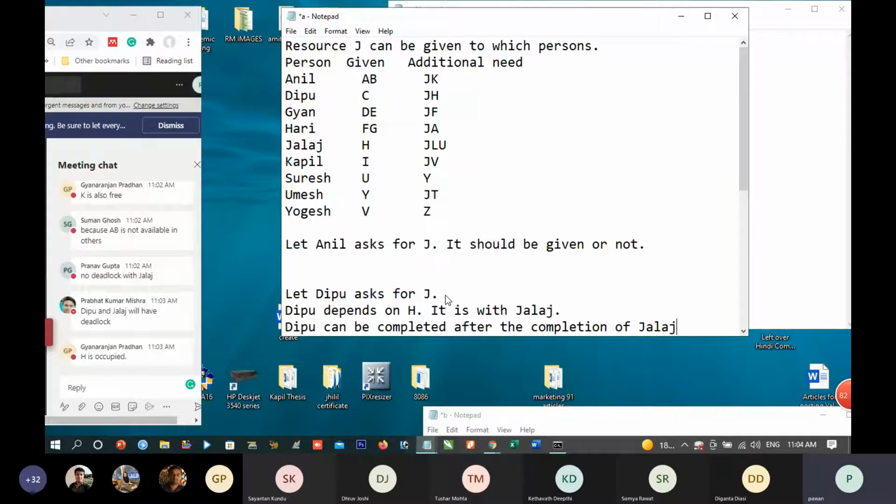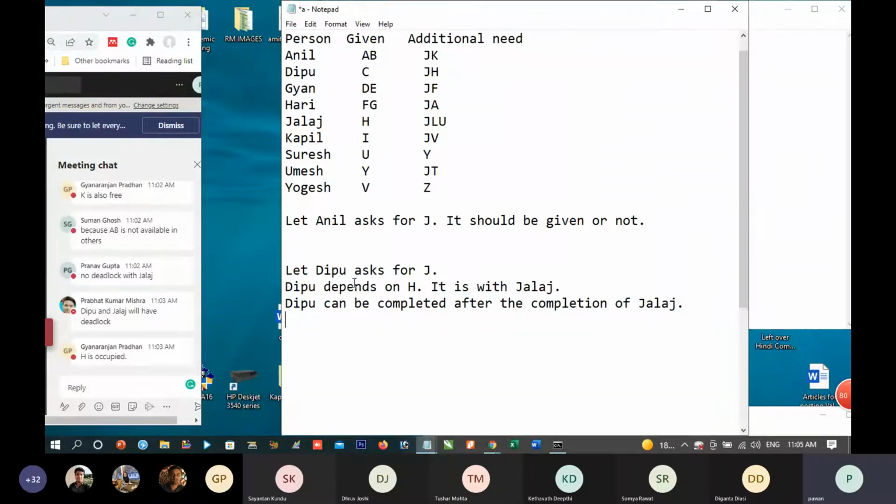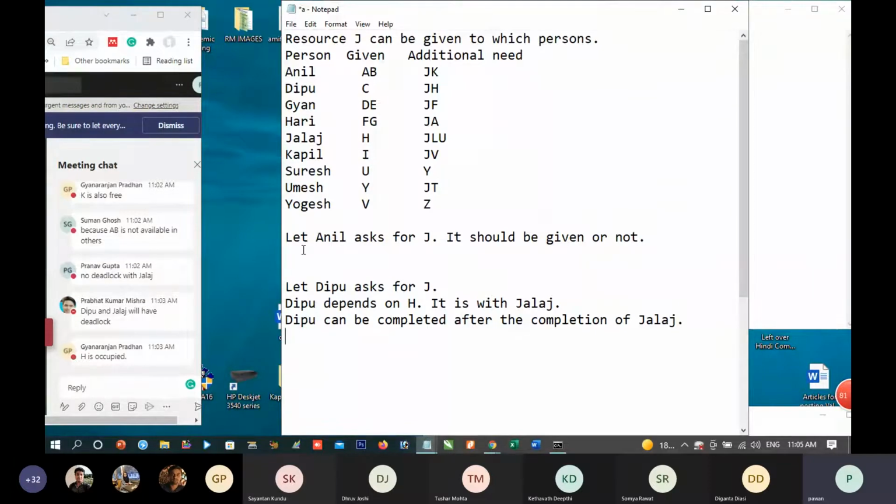Is it correct? And Jalaj also needs J. So if J is given to Deepu, Jalaj will be completed only when Deepu is completed. Is it correct? So there will be deadlock. But what will happen in case of Anil? Anil asks for J. Now, Anil does not depend on anyone.